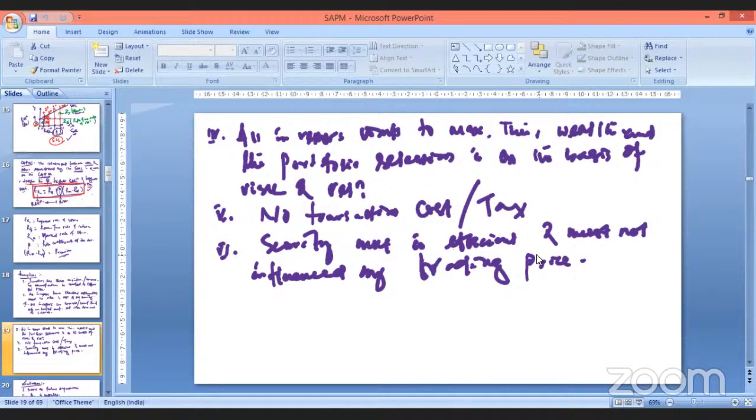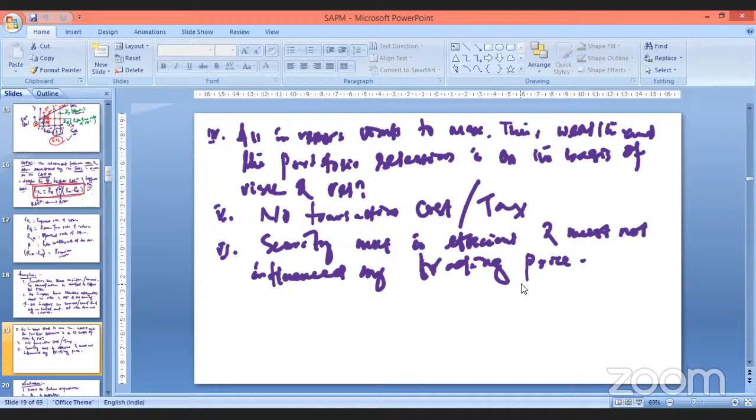Next, the security market is efficient and must not be influenced by sales or purchase price. Sir, does that mean STT, security transaction tax? Okay. The security market is efficient and must not be influenced by the trading price. Trading means what? Buying and selling price. Security market is efficient. Efficient means all the information must be available to all the participants in the market, and the security price must not be influenced by the trading price.